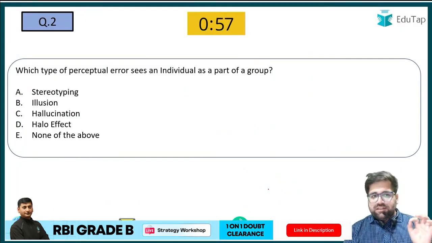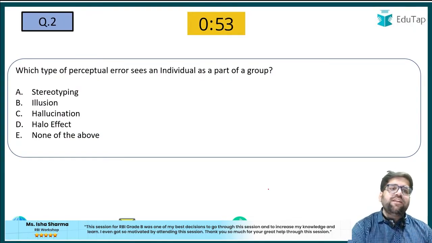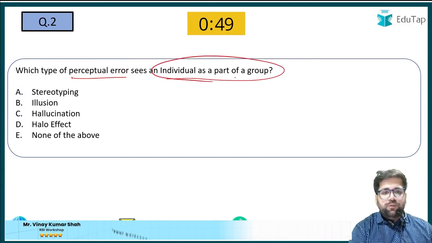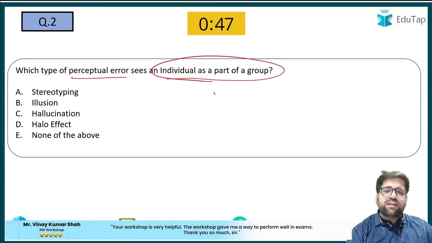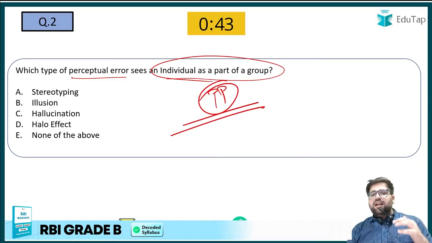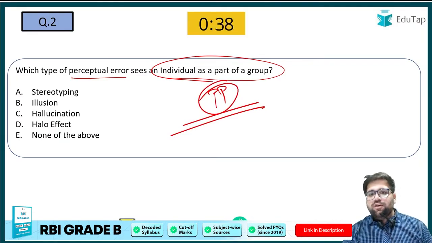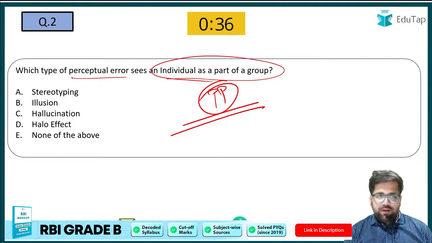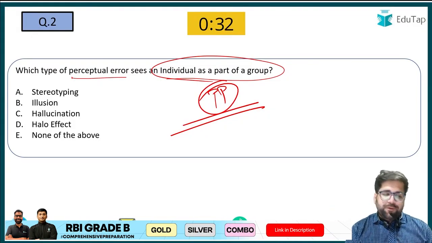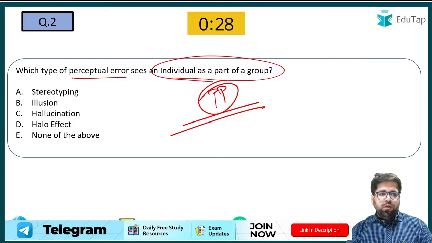Which type of perceptual error is seen in an individual as a part of a group? So you have to identify a perceptual error wherein an individual is seen as a part of a group. This particular question has been taken from your personality and perception. Generally, when we try to judge the personality of some other person, we make certain types of error. And RBI has taken this particular theme directly into the paper. So let me see who gives me the right answer for question number 2.